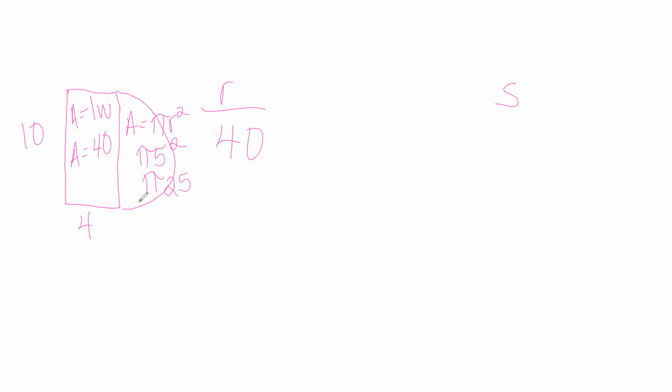So I have about 39. But it depends on what you're using again. Are you using 3.14, 3.1415, the pi button? Basically what you want to say is that the semicircle is about 39.3.